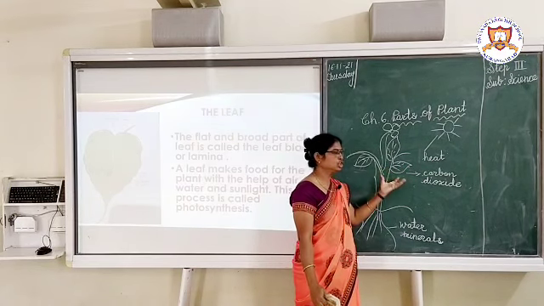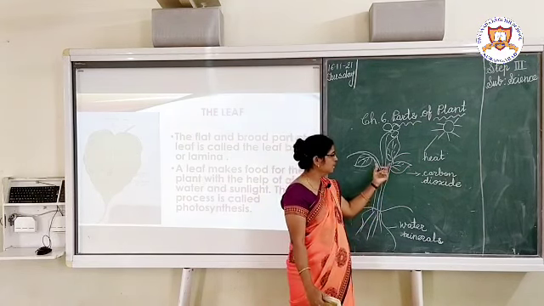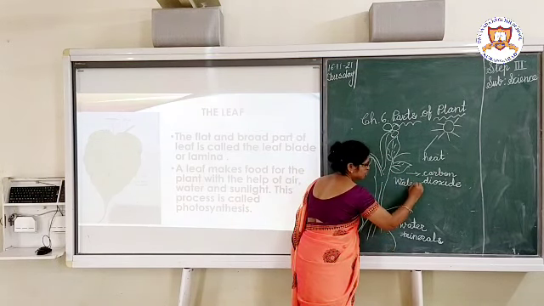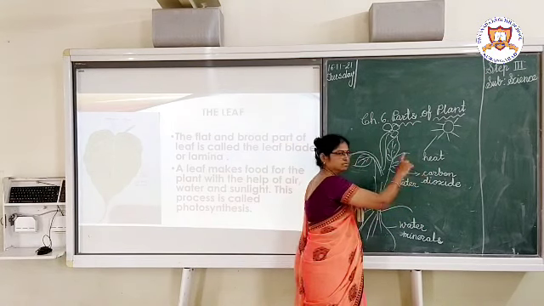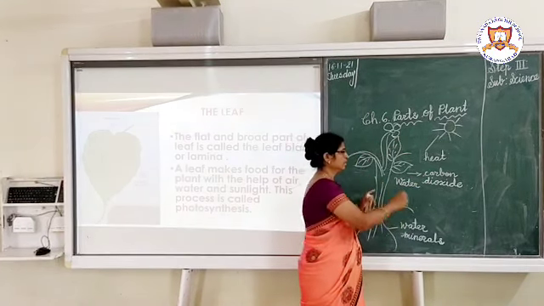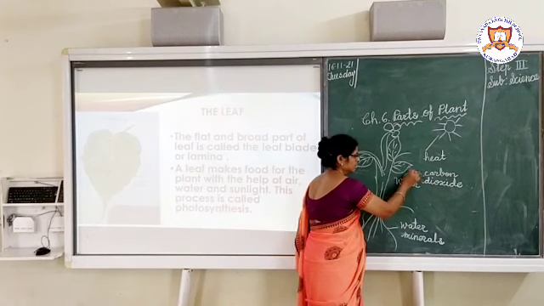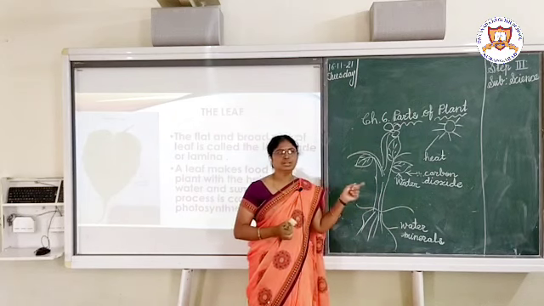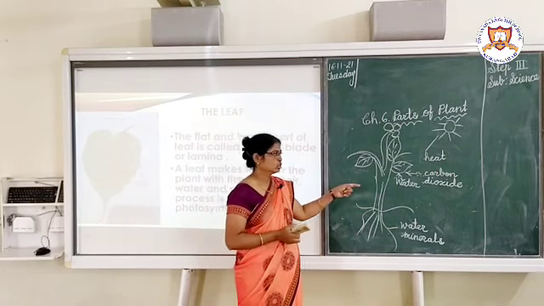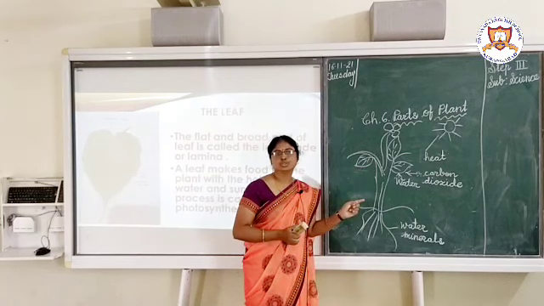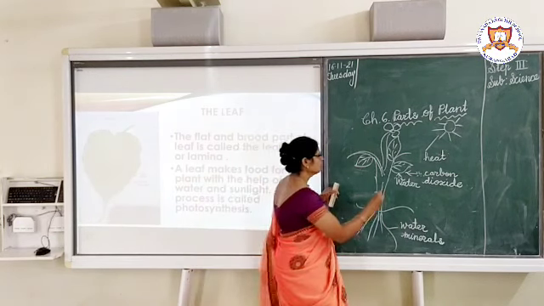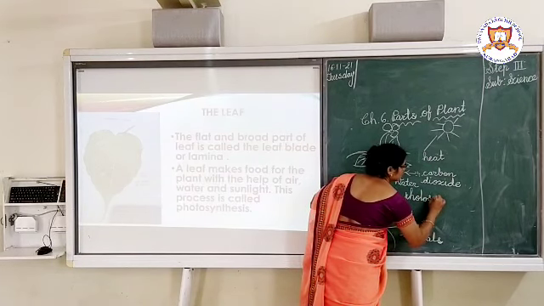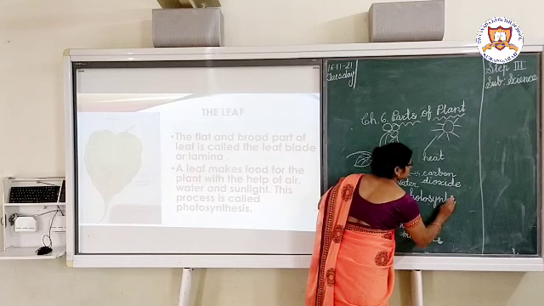So in preparation of food, they require this water, which is absorbed by the root, carbon dioxide, which is present inside the air. So they take that carbon dioxide, water and heat. So in the presence of water, heat and carbon dioxide, leaves prepare their food. This process is called photosynthesis.